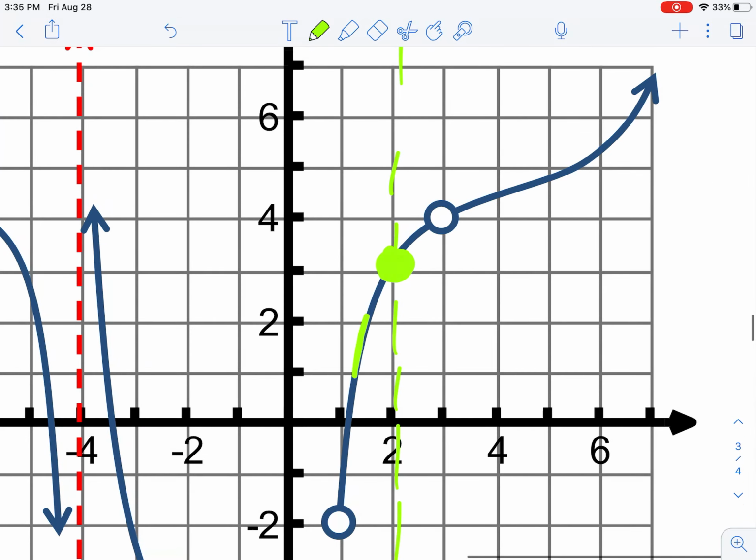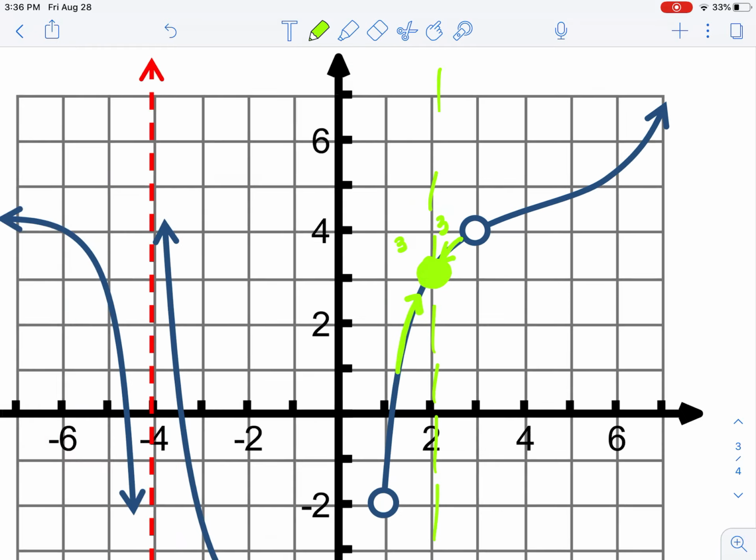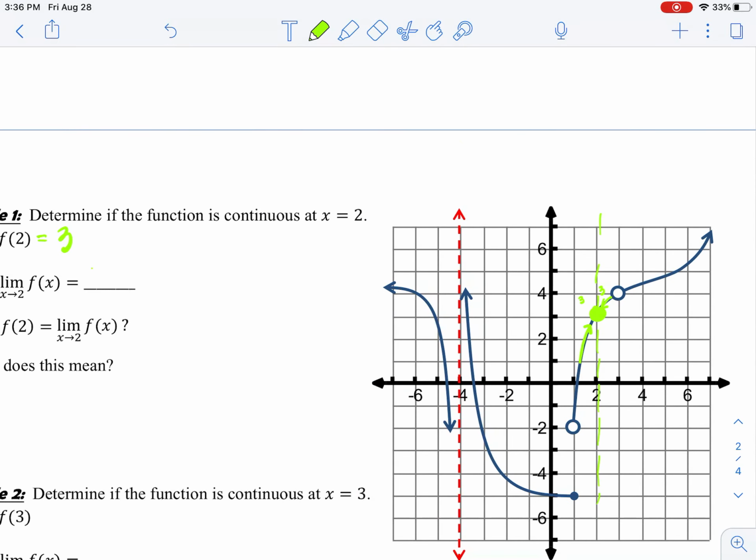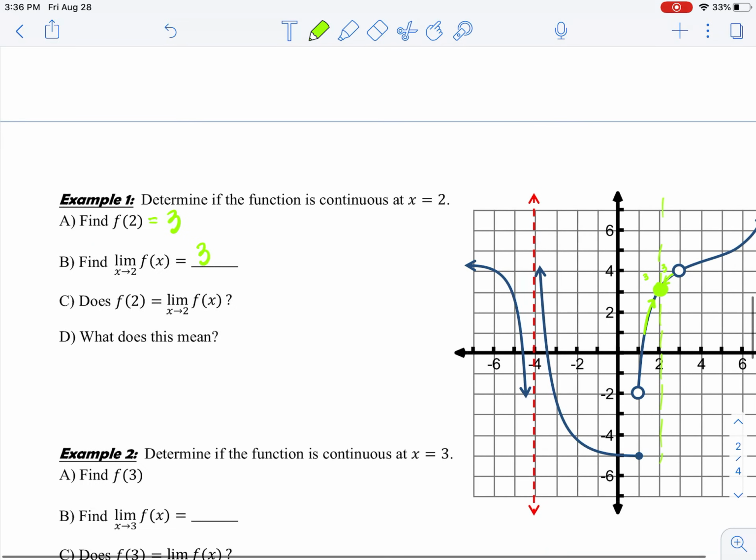I'm going to approach 2 from the left. What y value am I approaching? I'm approaching 3. I'm going to approach 2 from the right. What y value am I approaching? I'm approaching 3. So since it's the same value, the limit is 3. Are those two things the same? Yes. What does this mean?